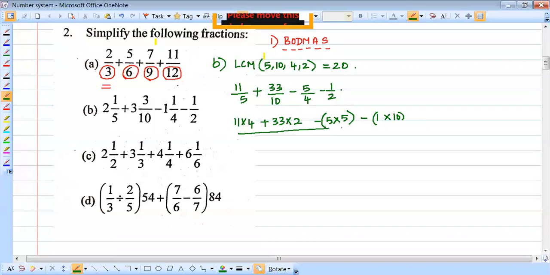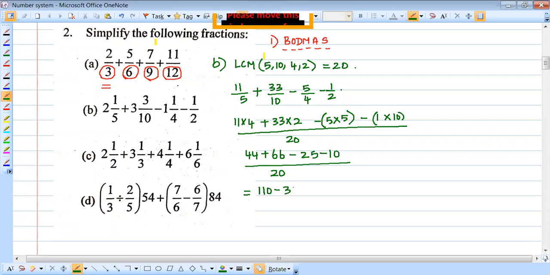So the entire number divided by 20. So you will get the numerator as 44 plus 66 minus 25 minus 10 divided by 20. So you will get the answer as 110 minus 35, 20. So your answer is 65 by, not 75 by 20. So the answer is 75 by 20.